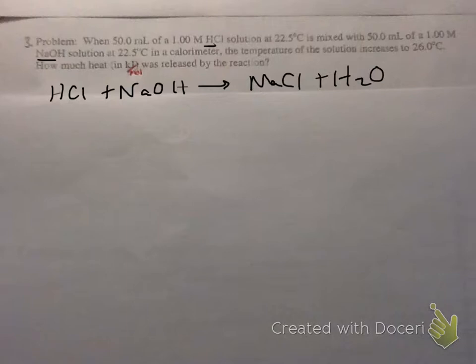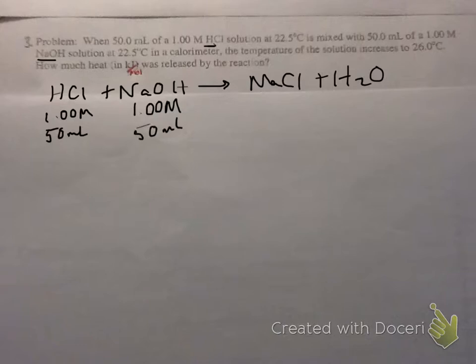And you can expect that level of problem in this class in particular. So, I have 1 molar solution of hydrochloric acid, and I have 50 milliliters of it. And I also have the same thing for the NaOH.